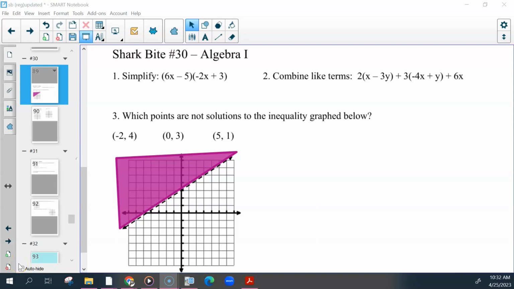On the shark bite, which ones do we want to see, do, go over, have questions about?